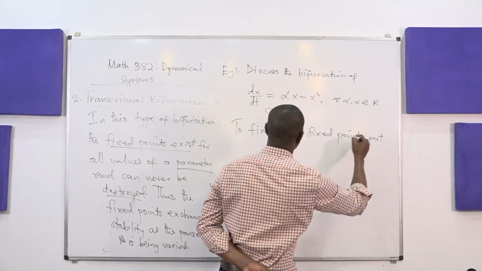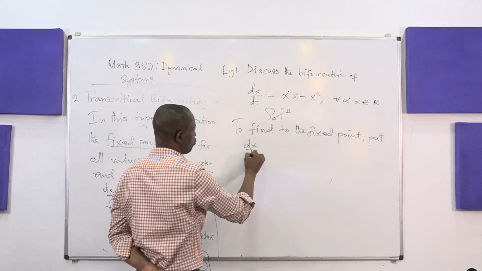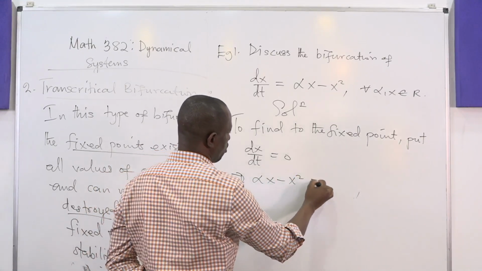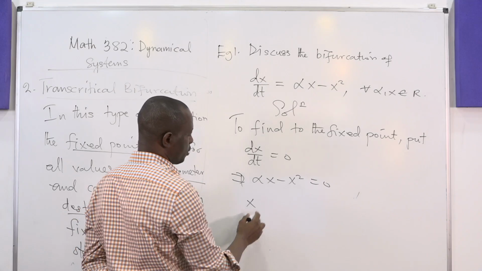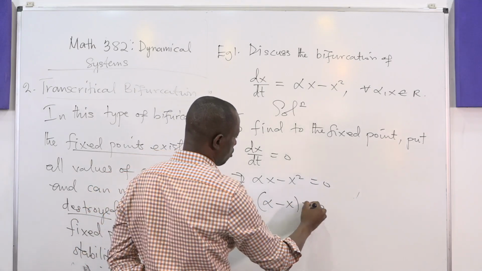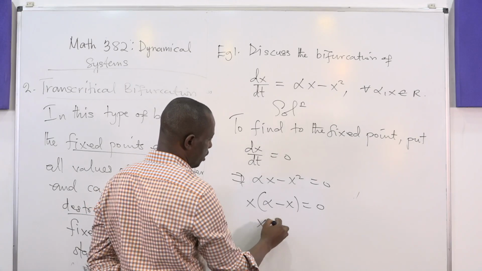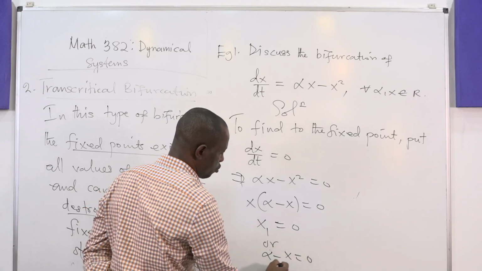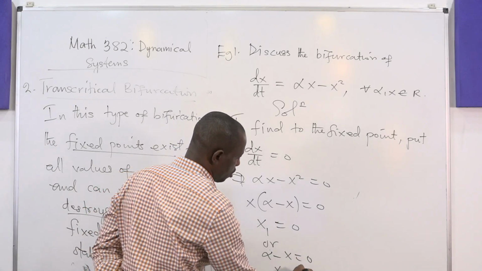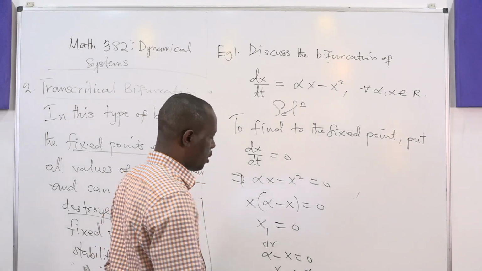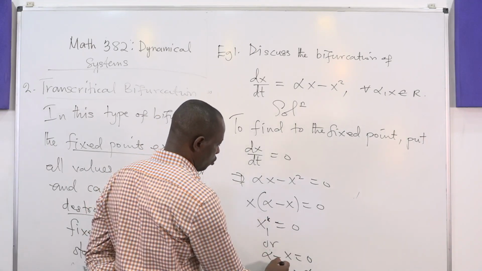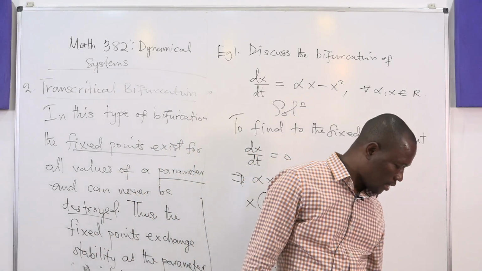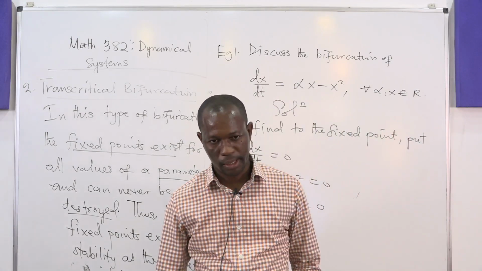To find the fixed point, put dx/dt to 0. So what do we get? Alpha x minus x squared equal to 0. So x times alpha minus x equal to 0. Then x1 equal to 0, or alpha minus x equal to 0. So x2 equals alpha. You get it? So look at this. We have two fixed points. And now, let's check the stability of these fixed points.